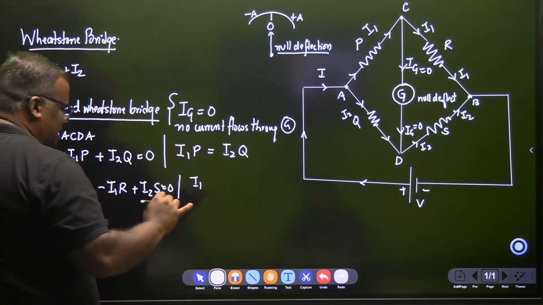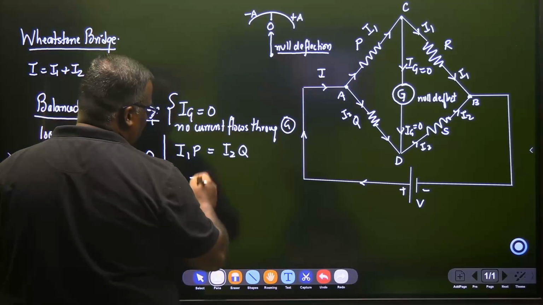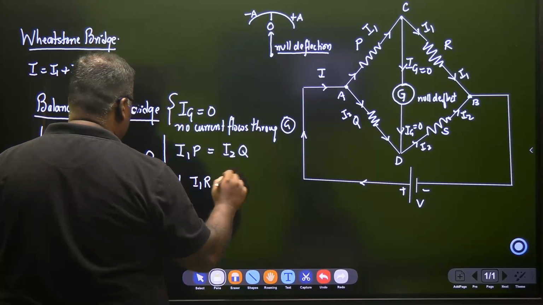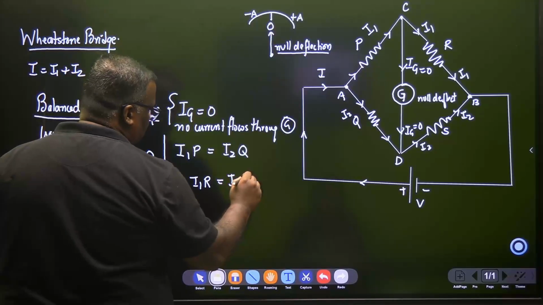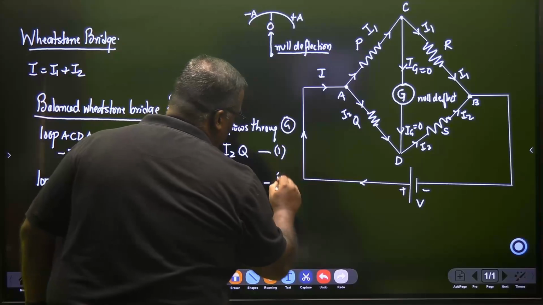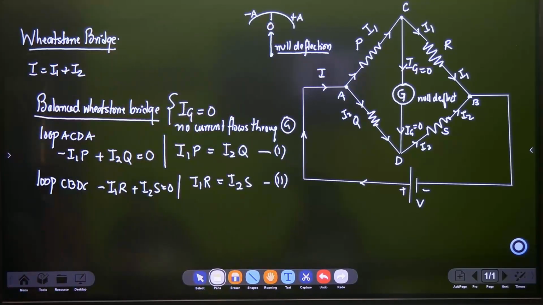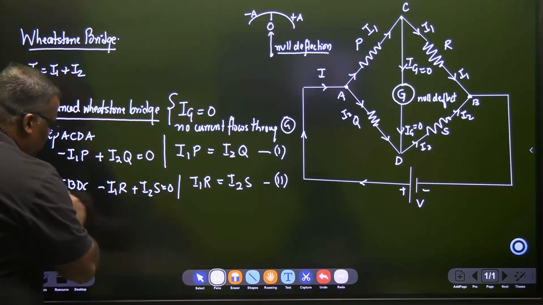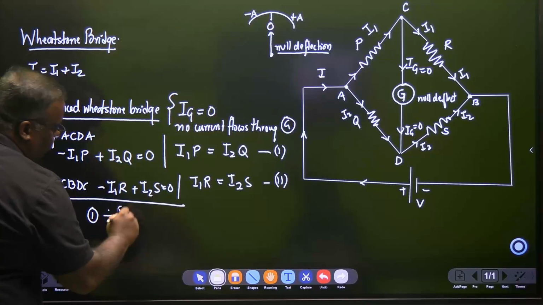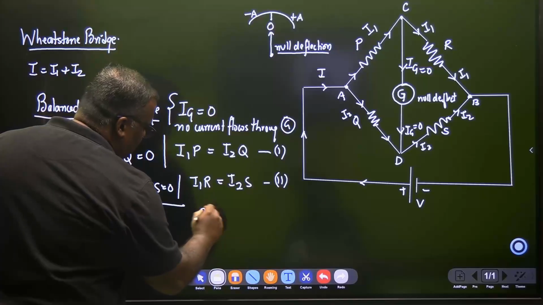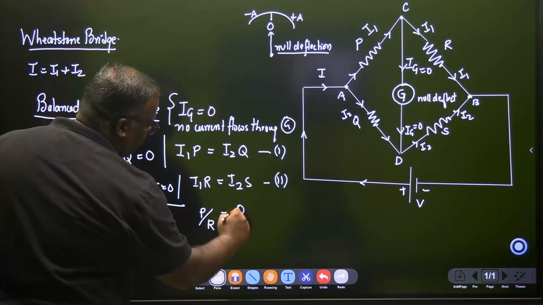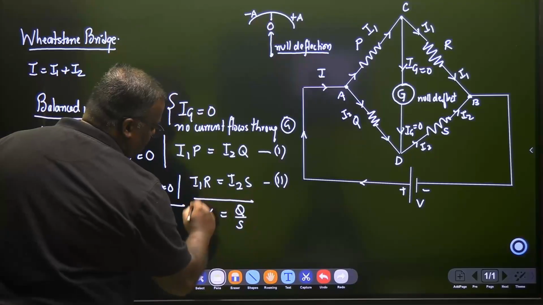You can take this also. So I1 into R equals I2 into S. These are my two equations, equation 1 and equation 2. Is it okay so far? Now you just do equation 1 divided by equation 2. What do you get? You get P upon R is equal to Q upon S.